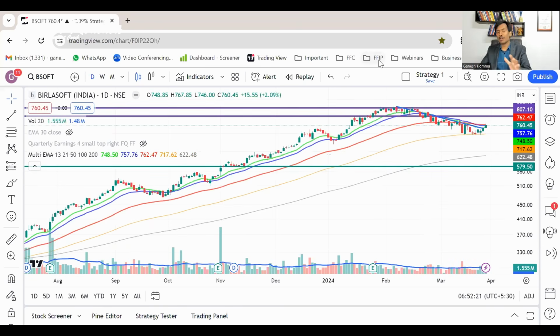So for any stock where you have already invested and you see a downtrend in the market, like let's say a stock has moved very strong, it has given you great results in a very short period of time, right?